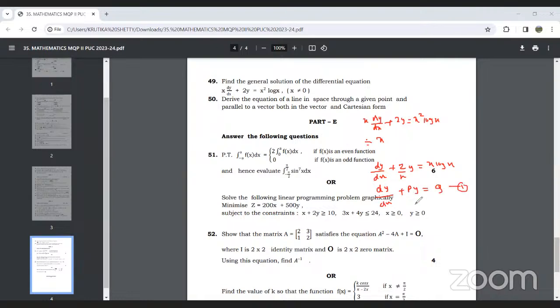So we will get the value of P. Here P will be equal to 2 by x, and Q will be equal to x log x. By making use of the integrating factor, we can find out the solution. We will discuss this. Pay attention.